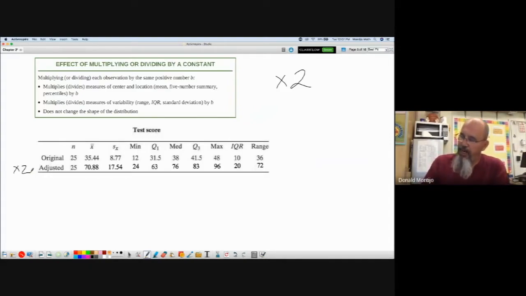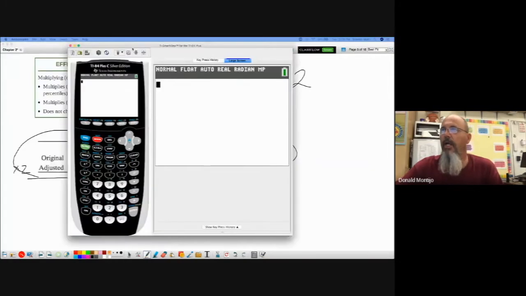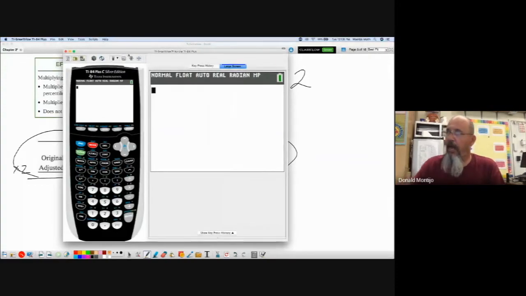These printouts that we keep seeing here, the N, number of observations, X bar, the mean, S of X, standard deviation, the 5-number summary, which we covered in chapter 1, the min, Q1, median, Q3, max, IQR, range, that is something that we can find very easily on our calculator. Our calculator is going to call that one variable statistics. So let's take a look at our calculator here.